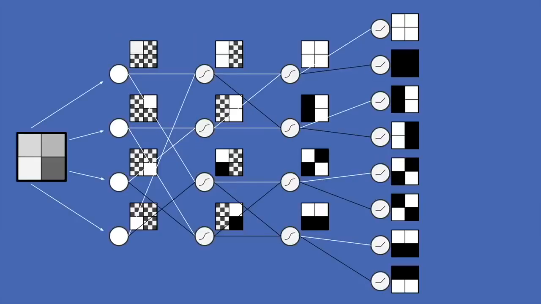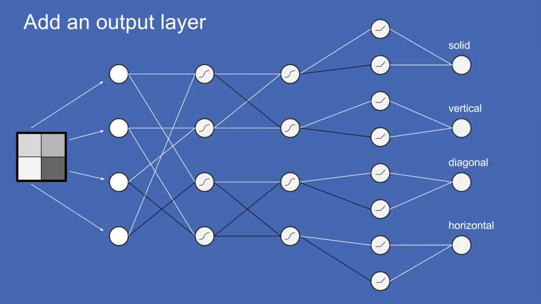So after we do this, because some of our weights are positive and some are negative, connecting to those rectified linear units, we get receptive fields and their opposites, if you look at the patterns there. And then finally, when we've created as many layers with as many neurons as we want, we create an output layer. Here, we have 4 outputs that we're interested in. Is the image solid, vertical, diagonal, or horizontal?